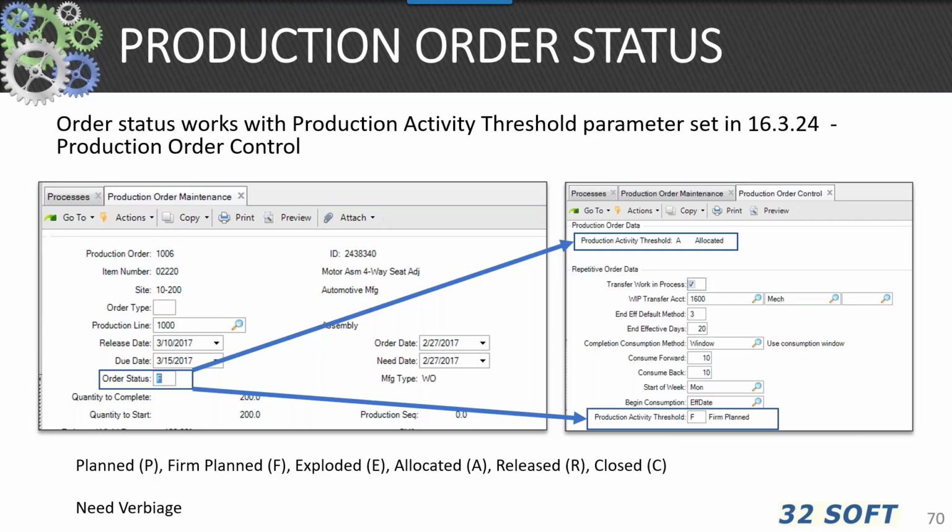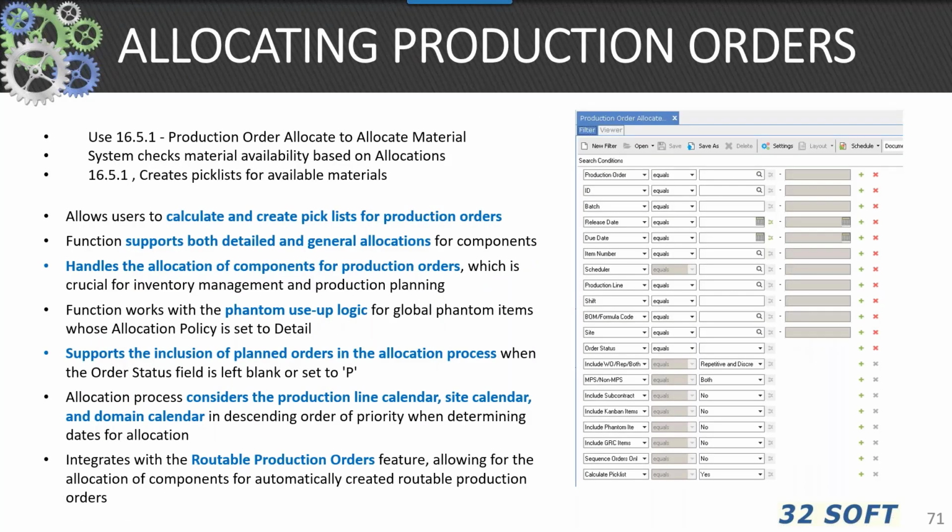The production order status places the production order in a process of firm to exploded to allocate to release, like we saw from work orders. And this is tightly integrated with the new production activity threshold parameter in 16.3.24, which allows the earliest status that must apply to a discrete production order before any can be processed. Allocating, we use 16.5.1 production order allocations to calculate pick lists, supporting both detailed and general allocations.